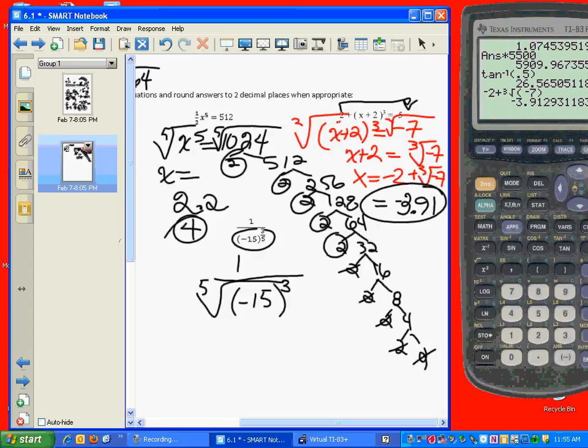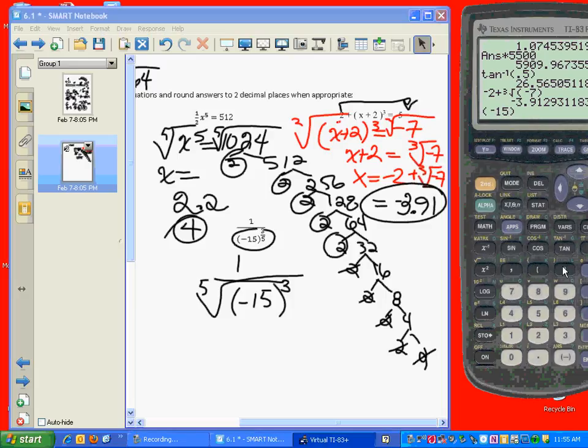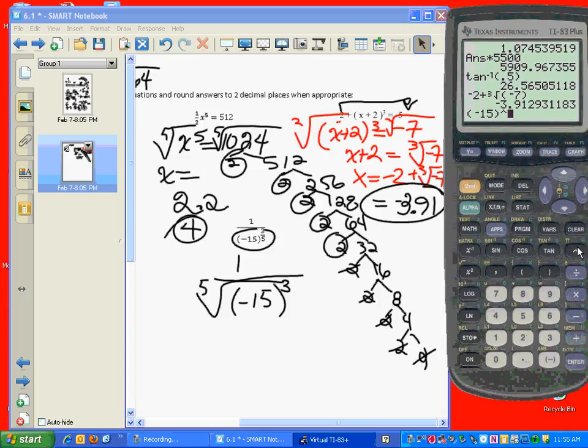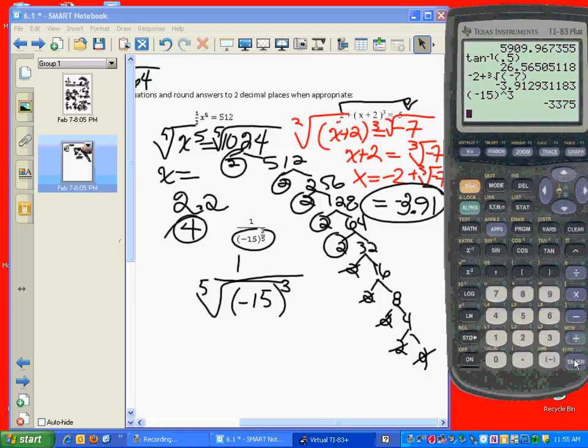Are you with me? You with me? Okay. So on my calculator, I'm going to take negative 15, and I'm going to do what to it? So I'm going to raise it to the third power, right? And then I'm going to take the fifth root of that. Would you agree? So I'm going to hit 5. Yep. And then I'm going to go to my math button, and I'm going to hit the number 5 because that's my root. And then I'm going to type in. Now, do you know how to just plug in that answer without having to type it in? Second answer. And then I'm going to hit enter.